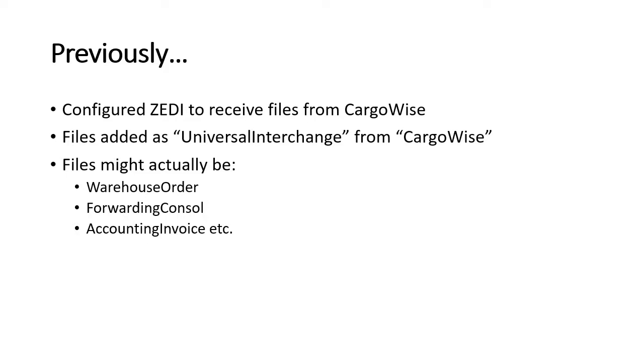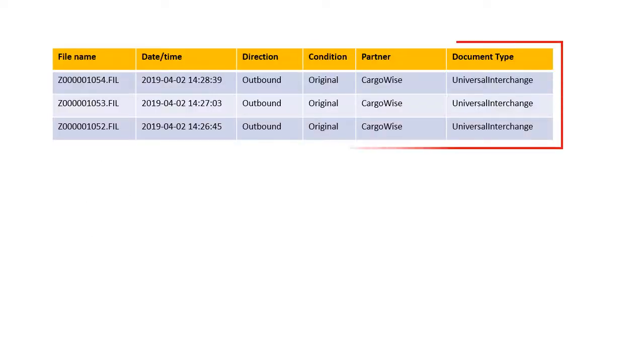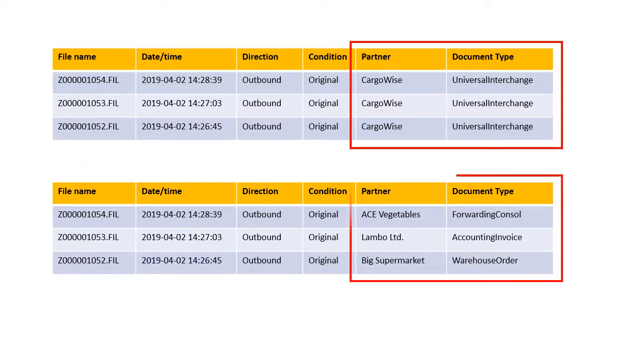Similarly, the universal interchange files will contain information destined for a variety of different recipients, so it'd be preferable for Zeddy to assign them to the corresponding trading partner rather than the generic CargoWise partner. In this way, instead of seeing something like this on the list of transactions, we'd see this. Doing this makes working with the list of transactions much easier, and it also simplifies the mappings and actions you would use to process the transactions.